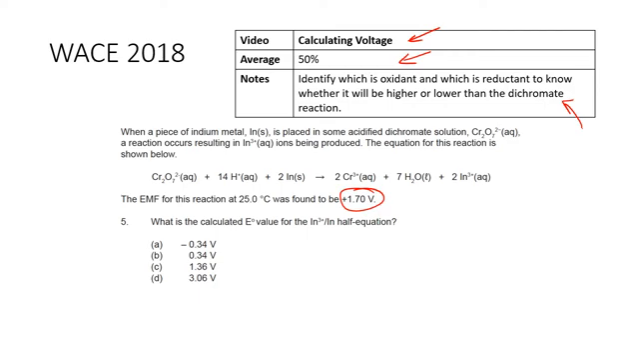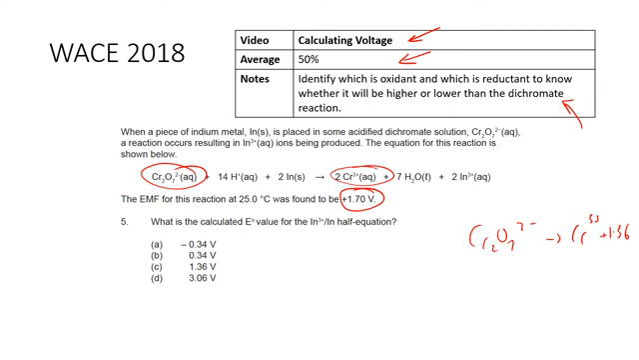So what I've written is that you identify which is the oxidant and which is the reductant, and then you have to work out whether it'll be higher or lower than the dichromate reaction. Okay, so let's have a look here. You should recognize the dichromate reaction. That's on your standard reduction potential table. The dichromate going to chromium ions is at positive 1.36.